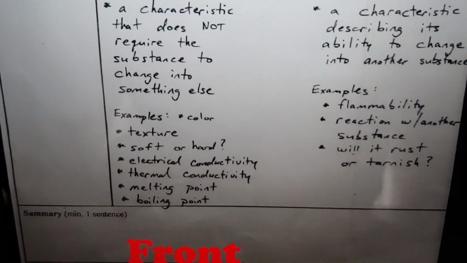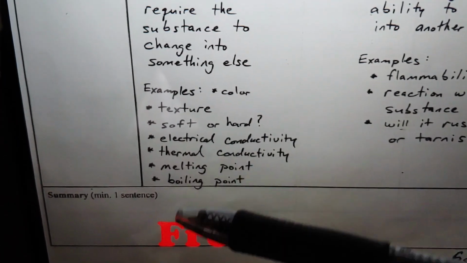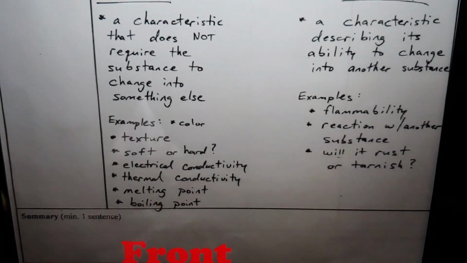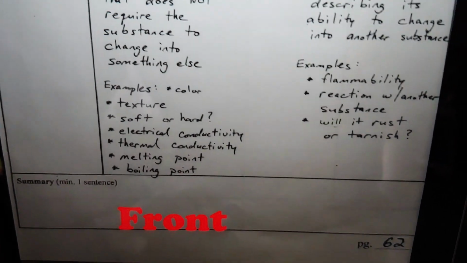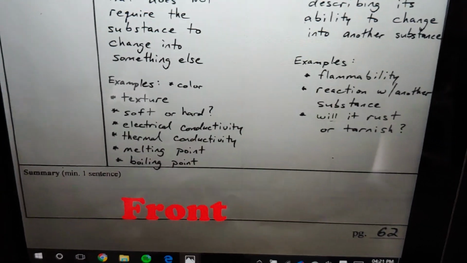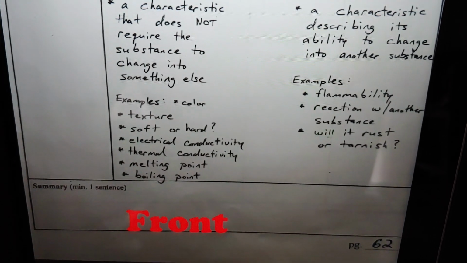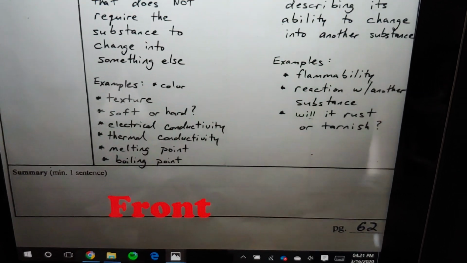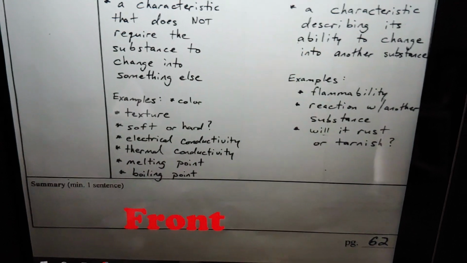Does it conduct electricity? Does it conduct heat? That's thermal conductivity. When does it melt? When does it boil? These things do not actually change your element. So if ice, for example, boils at 100 degrees Celsius, it's always going to boil at 100 degrees Celsius. It's not going to change the fact that it's water after it boils. It'll boil into steam, which is just a gaseous version of water, but it's still water.